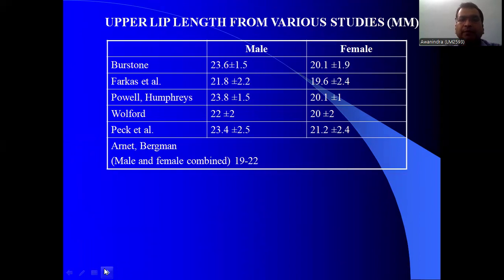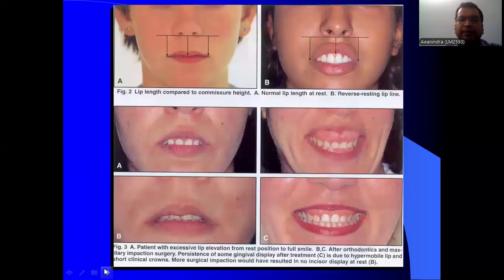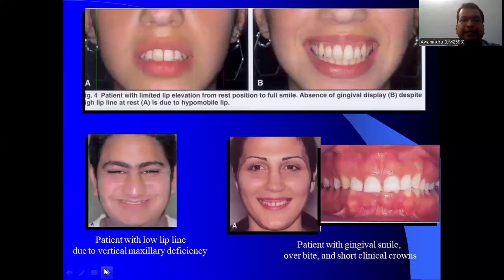From various studies, what should be the perfect relationship of the upper lip length? Dolly Stone suggests it should be 23.6 in male and 20.1 in female, but different studies show different values. The value is in and around 22 for the male and 20 for the female. These are the different lip positions due to the lip length. You can see the change in the smile.